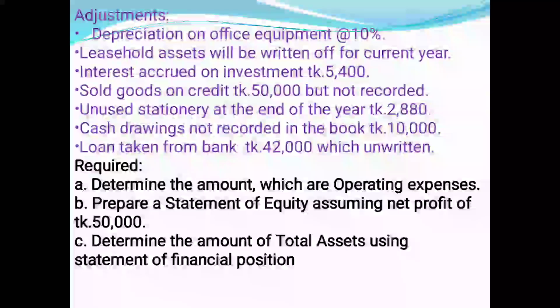And adjustments are available. Adjustment number 1, depreciation on office equipment at the rate of 10%. Leasehold assets will be written off for the current year. Interest accrued on investment taka 5,400. Sold goods on credit taka 50,000 but not recorded. Unused stationery at the end of the year taka 2,880. Cash drawings of taka 10,000 not recorded in the books, and loan taken from bank taka 42,000, which is unwritten in the books of accounts. From this trial balance and adjustment, you have to complete the 3 requirements.